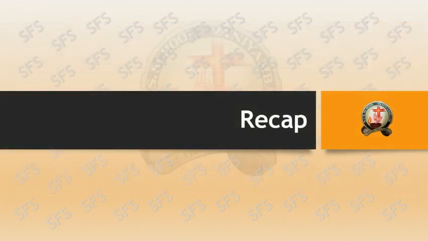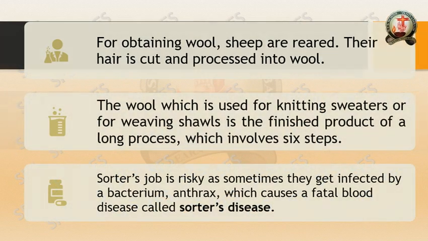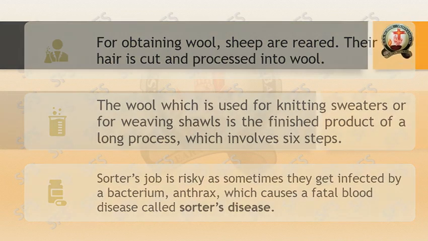Now let's do a quick recap of what we have learned today. For obtaining wool, sheep must be reared. First a sheep must be grown. Their hair has to be cut and processed into wool. And the wool which is used for knitting sweaters or for weaving shawls is the finished product of a long process which involves how many steps total? 6 steps. And the sorter's job is risky as sometimes they get infected by a bacteria called anthrax, which causes a fatal blood disease, and that disease is called sorter's disease.